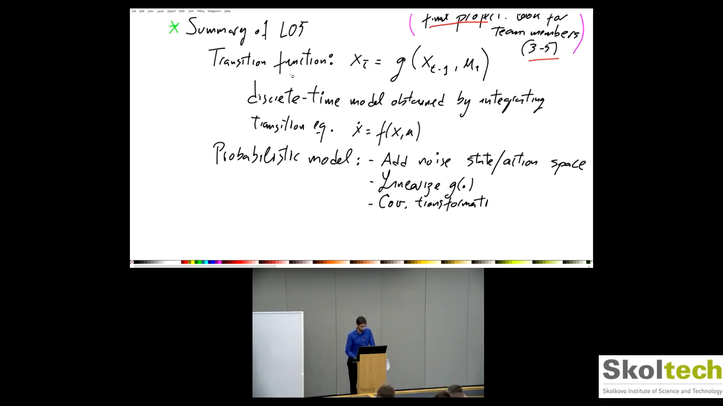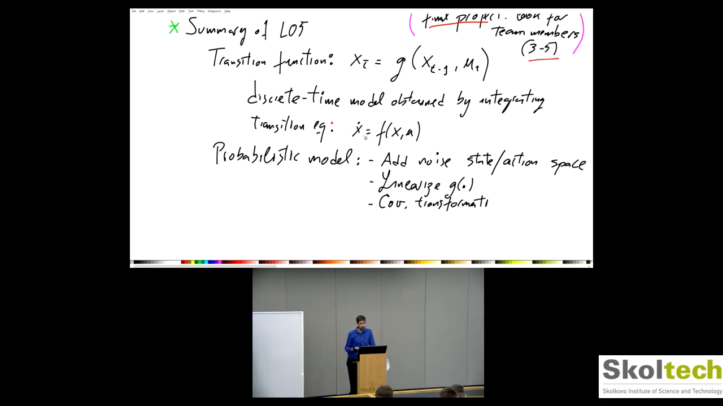Well, the lecture was more about all these motion models and sensor models, right? So then we started defining the transition function, what it is. Do you remember? This is a discrete time model, but this actually was obtained from a continuous time model, right? So if you remember, this is the transition equation.